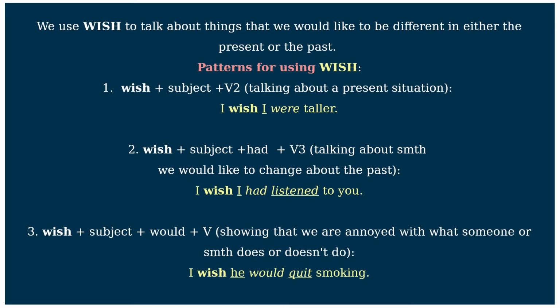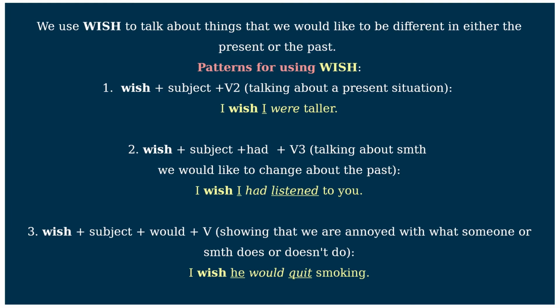We use wish to talk about things that we would like to be different in either the present or the past. Patterns for using wish. Wish, subject, and the second form of the verb. We use this structure to talk about a present situation. I wish I were taller.